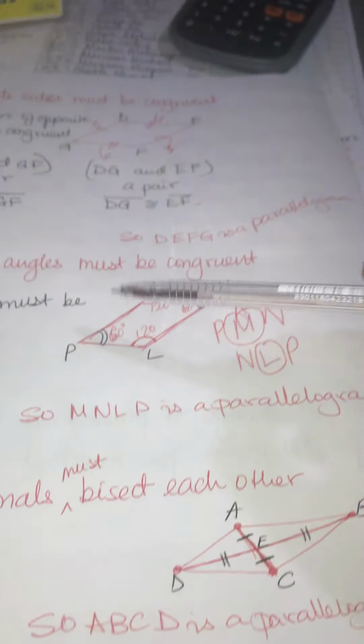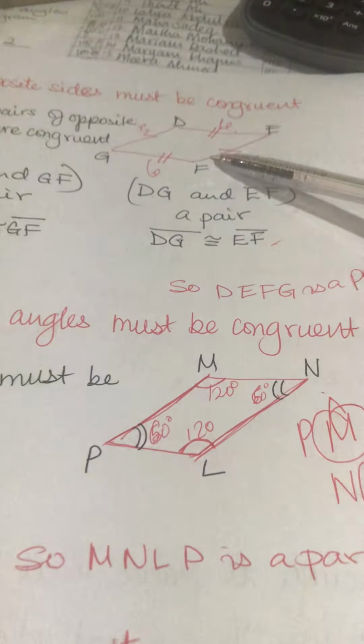Another important thing, they might not give you these two. They might not give you the sides, and they might not give you the angles. They might just draw the picture like this. So you should know the diagonals must bisect.